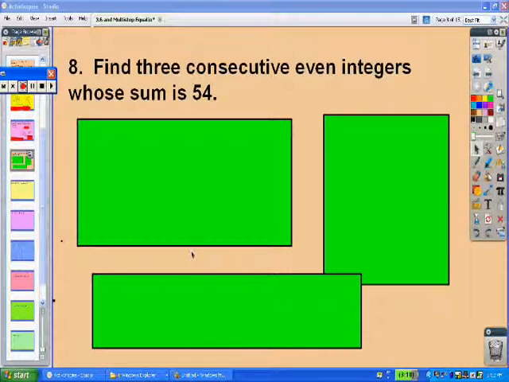Okay, your next problem says find 3 consecutive even integers whose sum is 54. You may get a decimal answer on this one. So go ahead, pause, and play when you're ready for the answer.